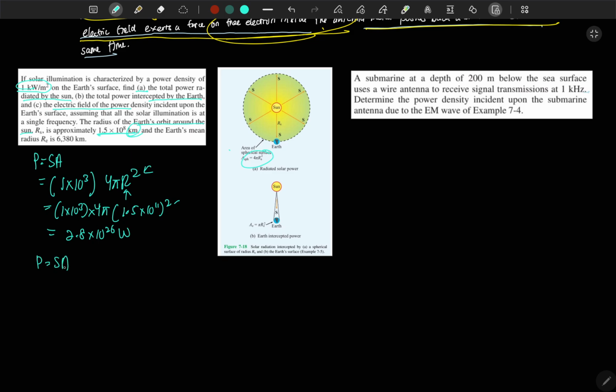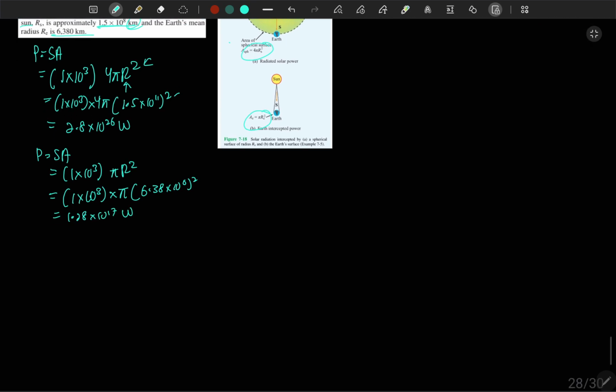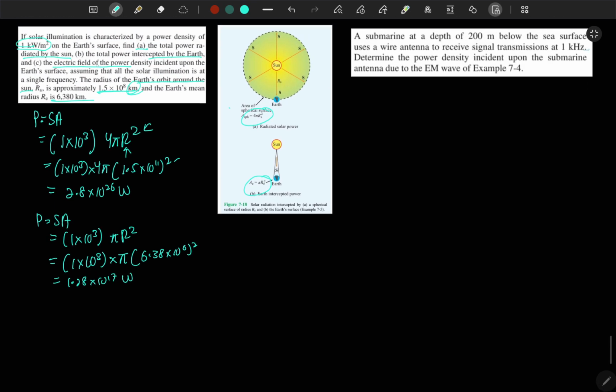Now for the second question, it's just the same. The thing that changes is the area. The area for the earth's radius is pi r squared. R for this is 6380 kilometer. We change it into meter and the total would be 1.28 times 10 to the power of 17 watt.